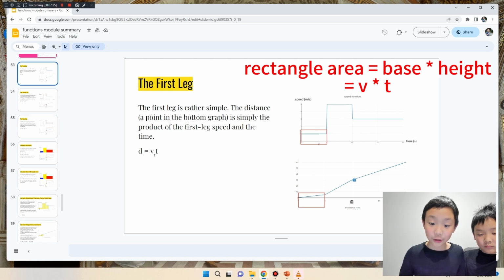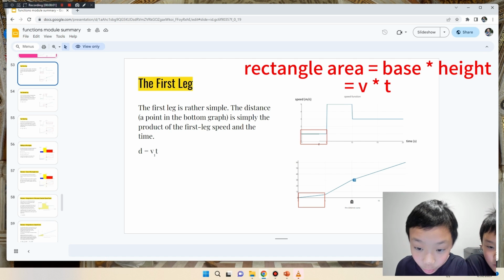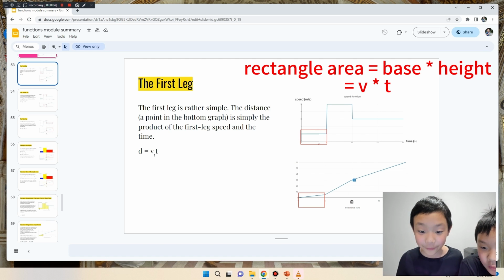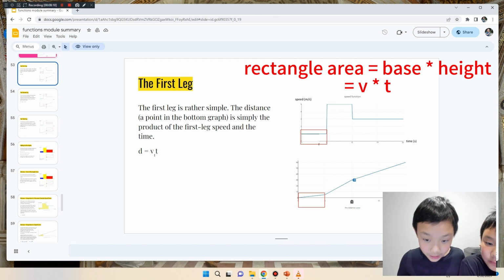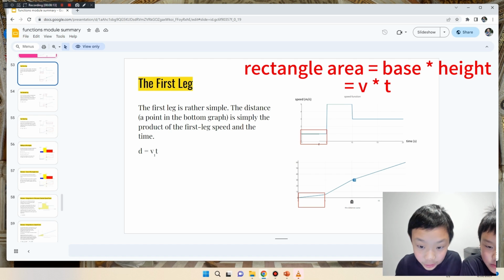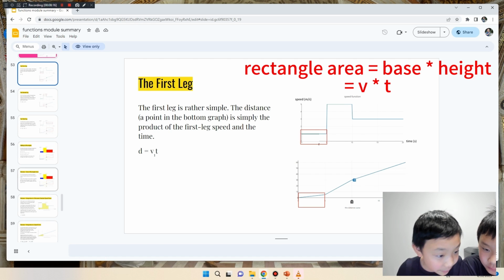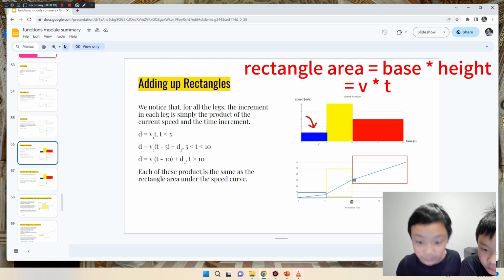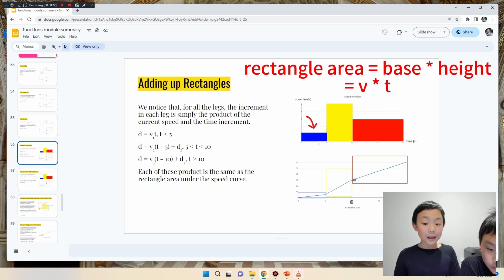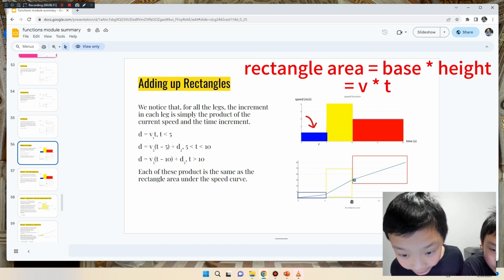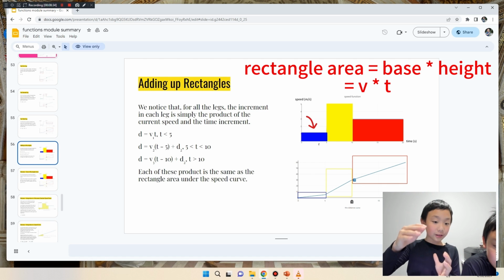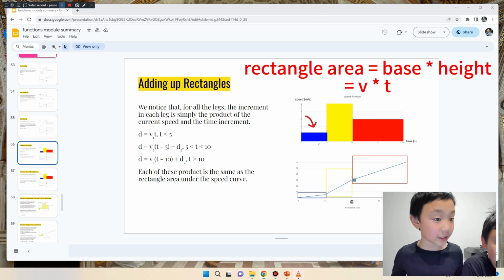So you get the distance is actually the rectangle. Look at this rectangle: it is 1 by 5. The time is 5 seconds here, and the speed is 1. So 5 times 1 is 5, and that's the distance. But 5 times 1 is also a rectangle. You can see the rectangle here that we just colored in blue. That is actually the distance, because the speed is 1 and the time is 5. So the rectangles are actually the distance.